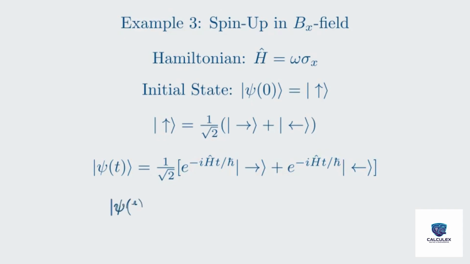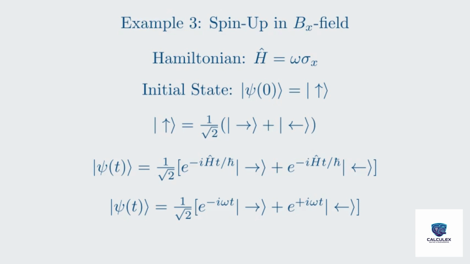So we get 1 over the square root of 2 times e to the power of negative i omega t |+x⟩ plus e to the power of positive i omega t |−x⟩. This is a superposition of the two eigenstates with time-dependent complex amplitudes. This describes Larmor precession, where the spin vector rotates around the x-axis. At time t equals pi over 2 omega, the state becomes 1 over the square root of 2 times a sum with a phase factor. This is precisely the initial state again.